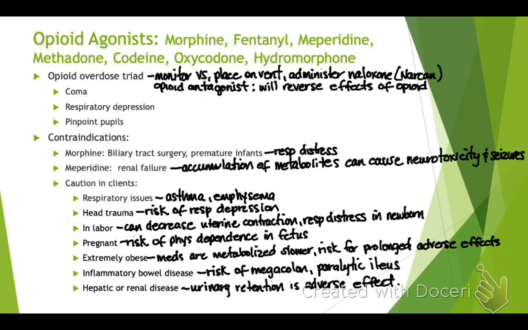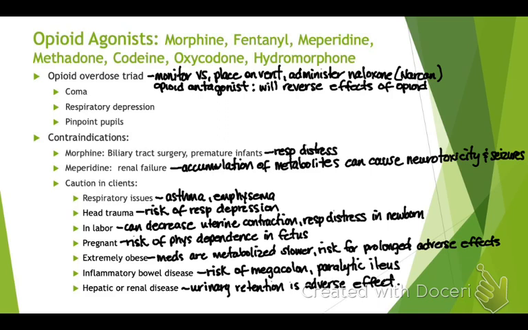Contraindications for opioid agonist use. Again, with morphine, patients that have had biliary tract surgery or premature infants because of the respiratory distress that it causes. Meperidine, patients that have renal failure, the accumulation of the metabolites can cause neurotoxicity and seizures. And because the opioid agonists are excreted by the kidneys, patients with renal failure are at higher risk of showing neurotoxicity. So these are contraindicated for these patients.